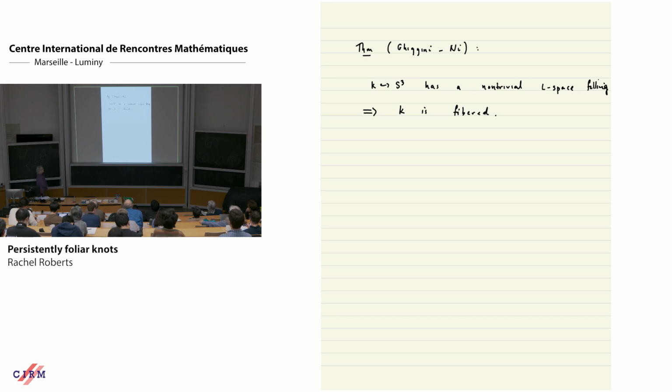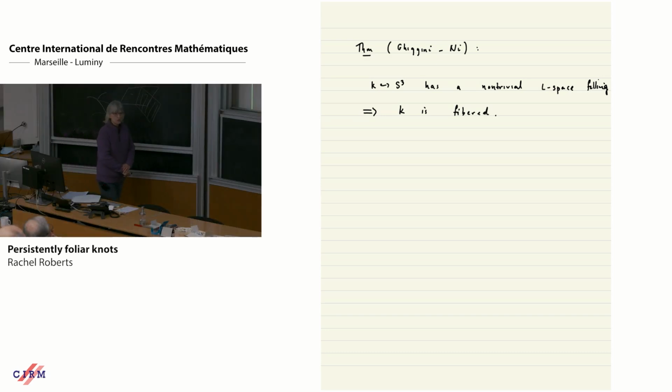In a sense, this made us very happy because this was the first construction we knew about where non-fibered made things easier. And there are other instances in that example list where non-fibered made things easier. The reason this made us happy was because of this Ghiggini result, which tells us that if there's a non-trivial L-space filling, or if we have an L-space knot, it has to be fibered.